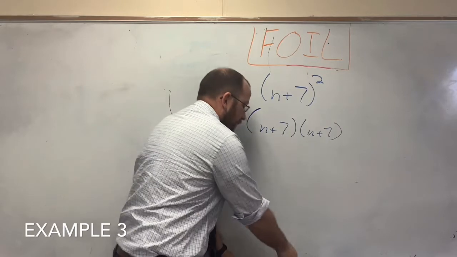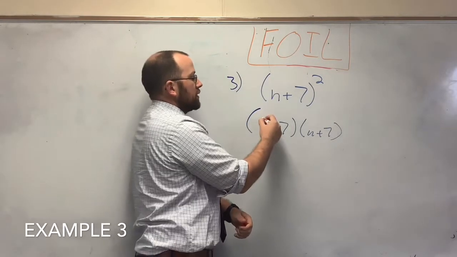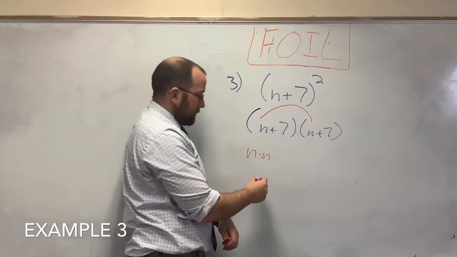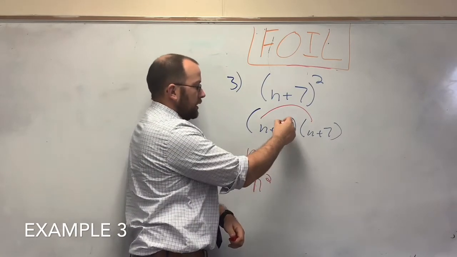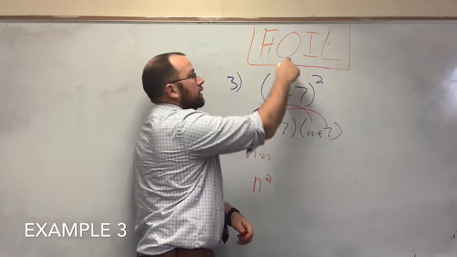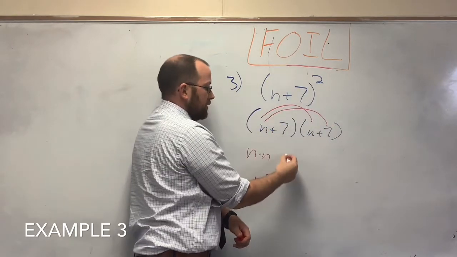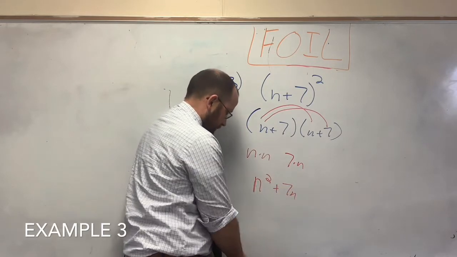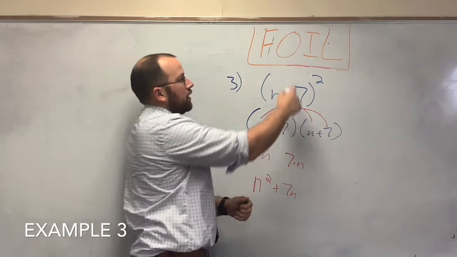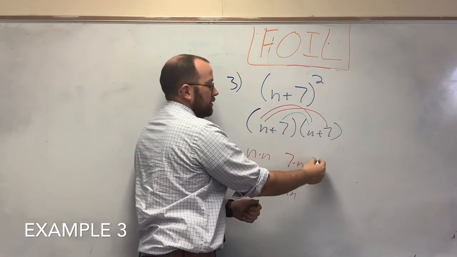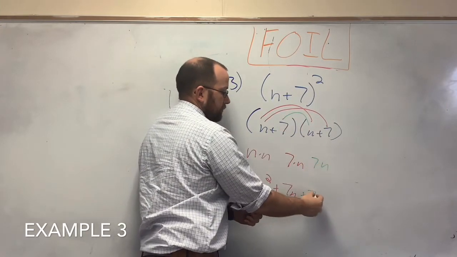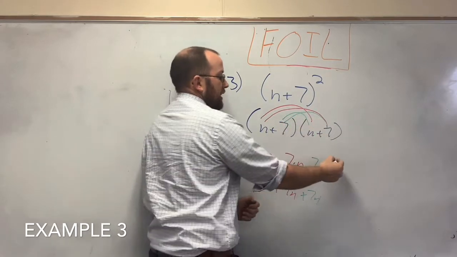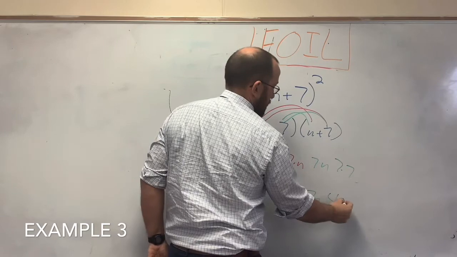And now we go through the process. So our first is our n times n. When you're multiplying, you add the exponents, so you get n squared. Then, using your outside, n times 7 gives us 7n. All right, now our insides, which is 7 times n again. And our last, which is 7 times 7, which gives us 49.